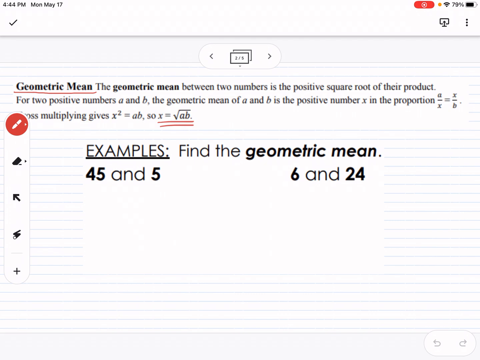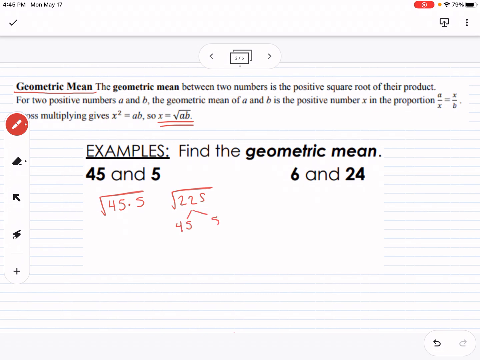When cross multiplied, this gives x squared equals ab. So x would be the square root of ab. All you have to remember is you multiply and take the square root. So here the geometric mean of 45 and 5 would be 45 times 5 square rooted, or the square root of 225. And we're going to solve for that.